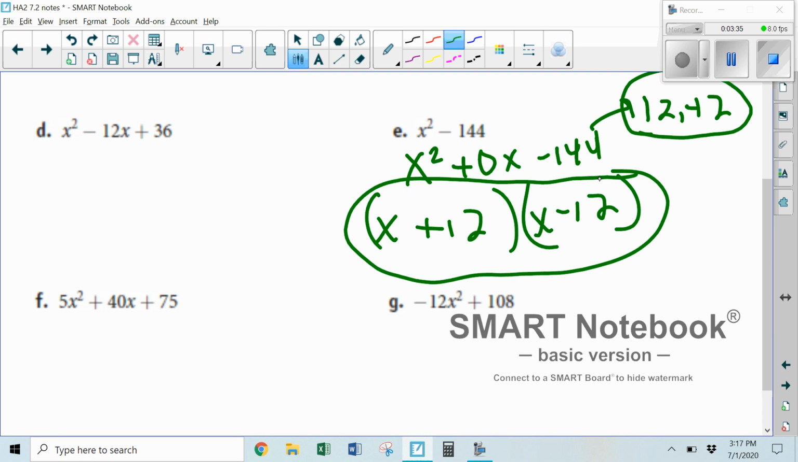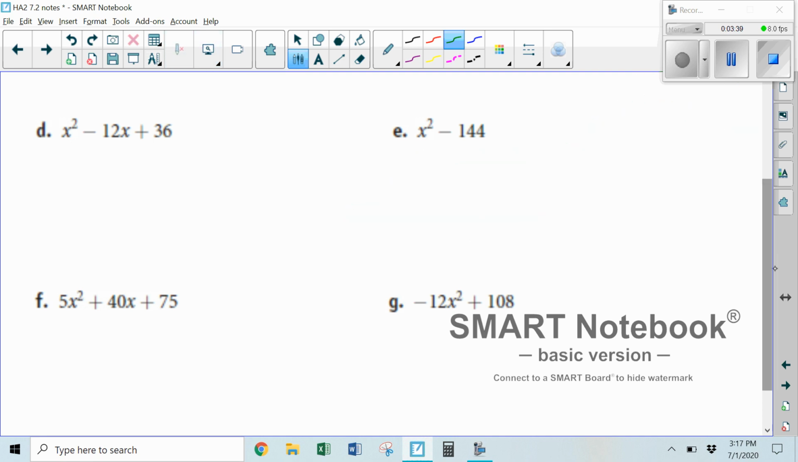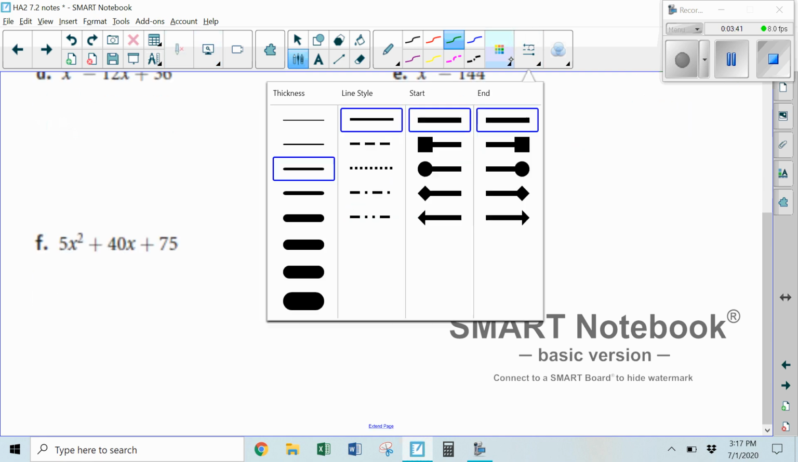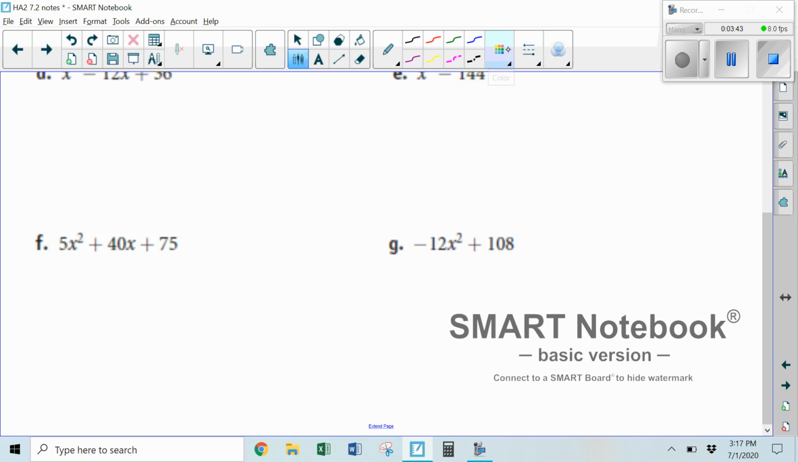Now, if you want to try F without any help first, go for it. Otherwise, I will go through it now. So here our A term is 5. So that means it's not just going to be x and x. It's going to be things that multiply to 5, which are 5 and 1. Now think of things that multiply to 75. So there's quite a few of them. Let's see, 1 and 75.